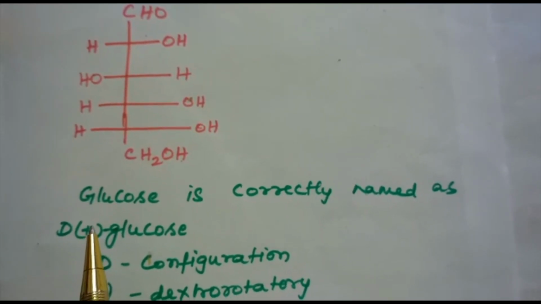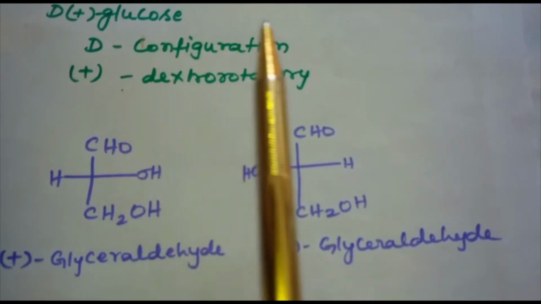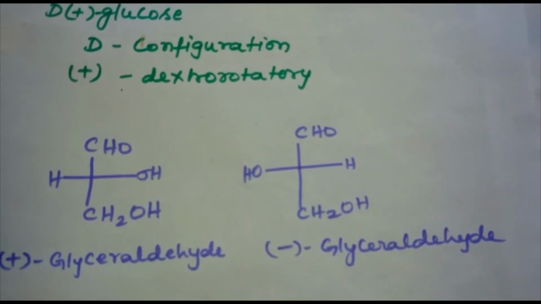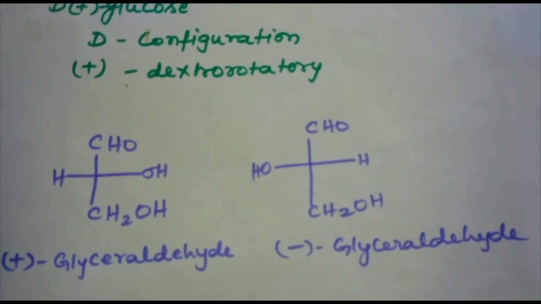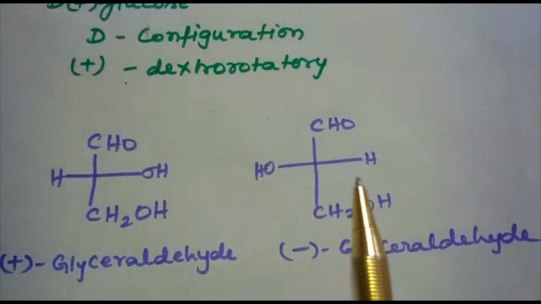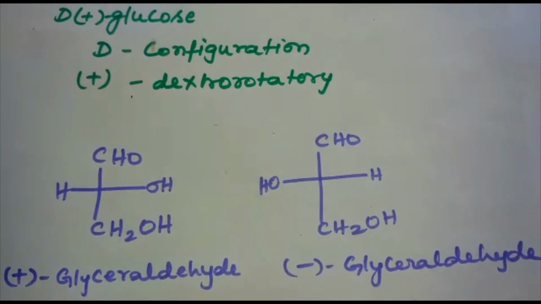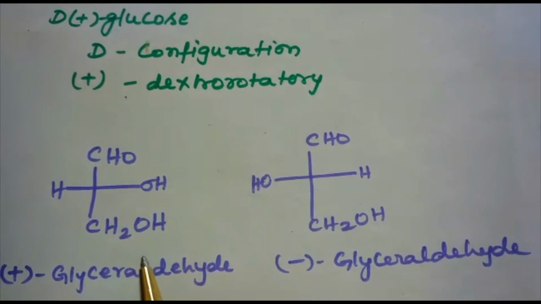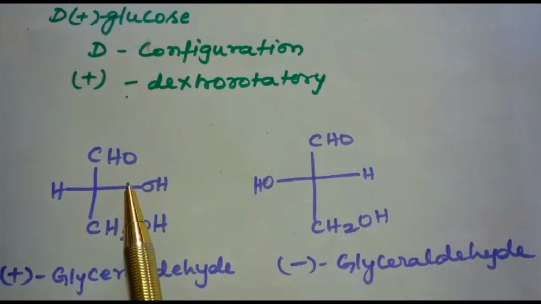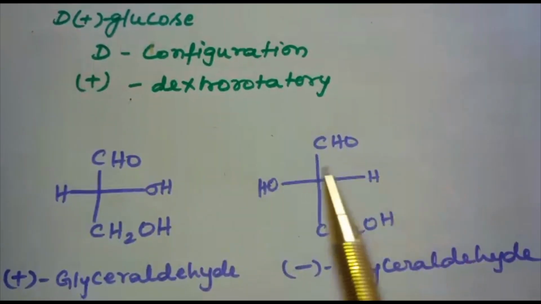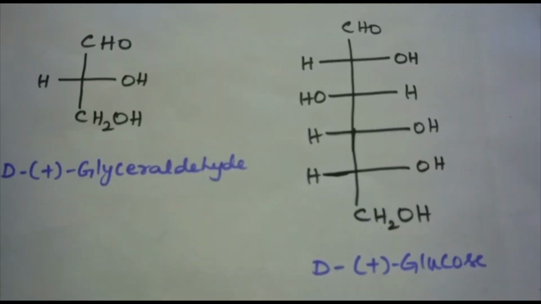That means clockwise rotation. D and L have no relation with the optical activity of the molecule. The letters D or L before the name of any compound indicate the relative configuration of a particular stereoisomer. This refers to the relation with a particular isomer of glyceraldehyde. This is the structure of glyceraldehyde. Glyceraldehyde contains one asymmetric carbon atom, and exists in two enantiomeric forms.